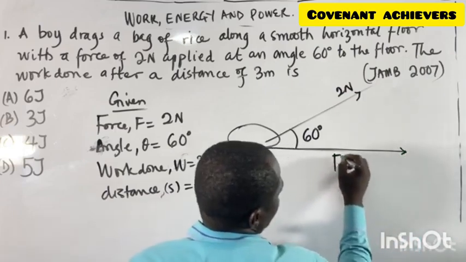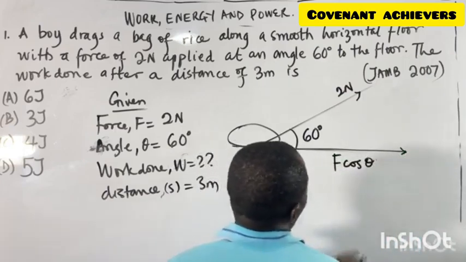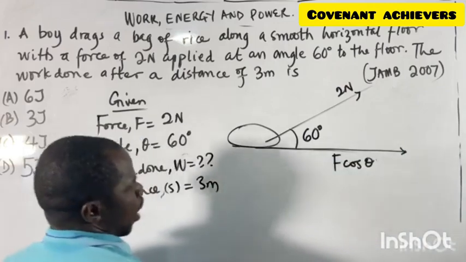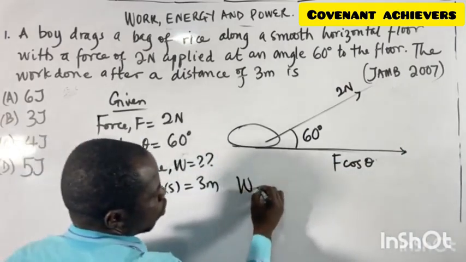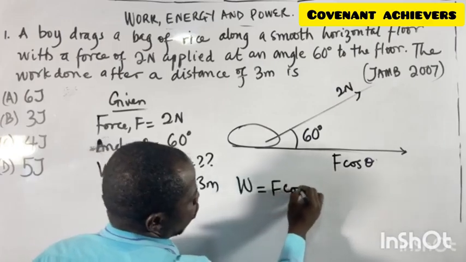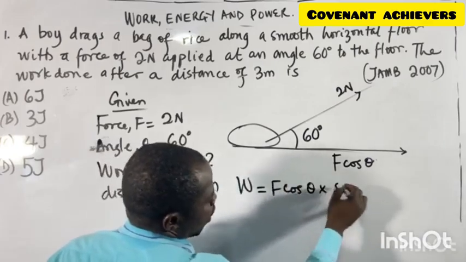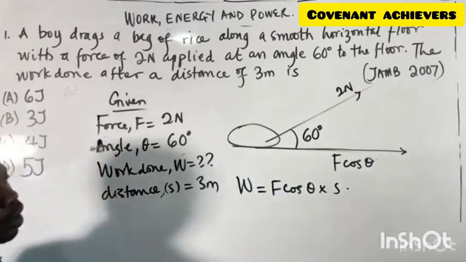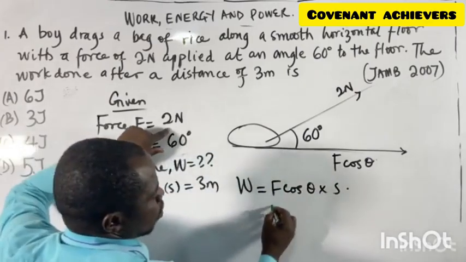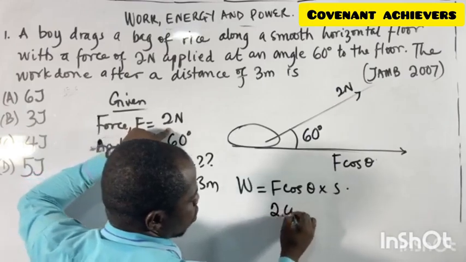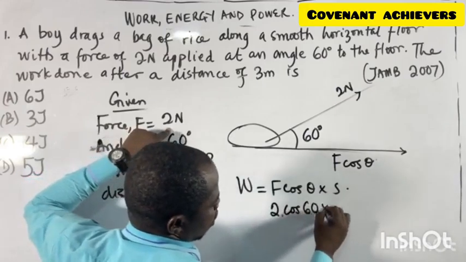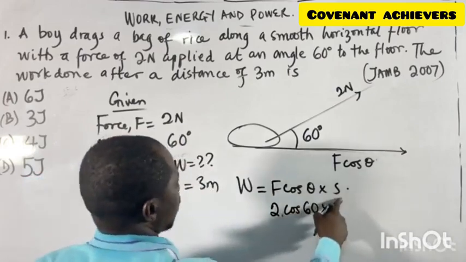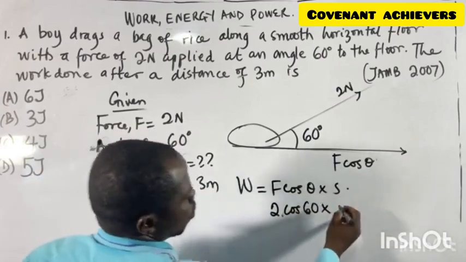And here is going to be F cos theta. So from here, how do you calculate the work done? Work done is equal to F cos theta times X. And we are given all the parameters. What is F? That's 2, cos 60, then times distance, which is equal to 3.